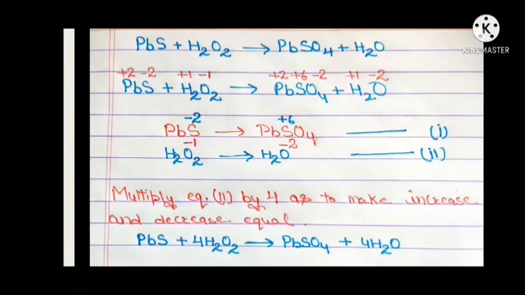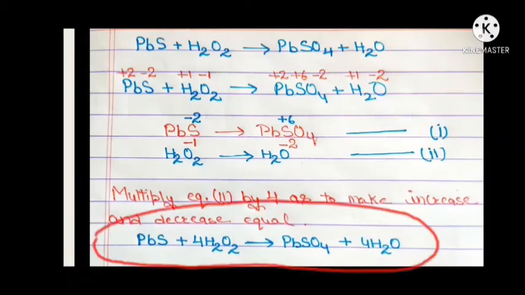So to make the increase and decrease of oxidation number equal, multiply equation 2 by 4 so as to make increase and decrease equal. Fine. So let's add the equations. What we will get is PbS plus 4H2O2 gives us PbSO4 plus 4H2O.